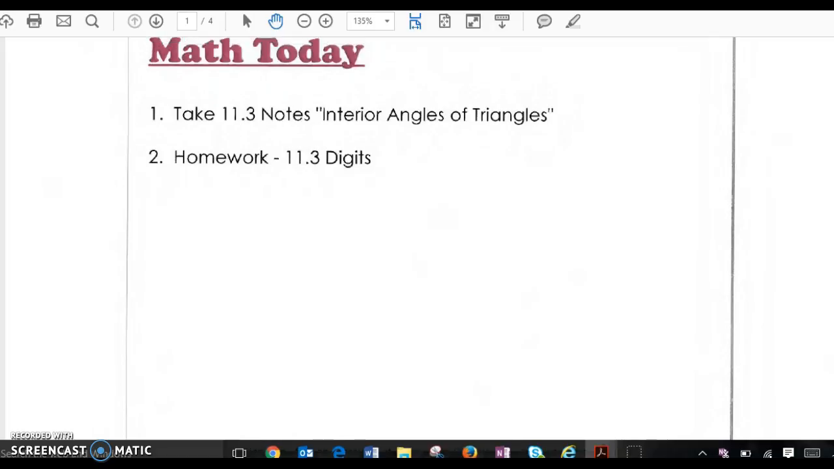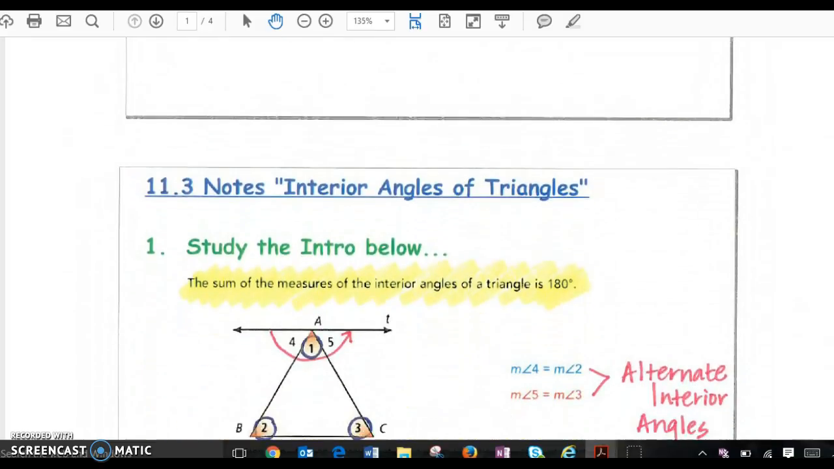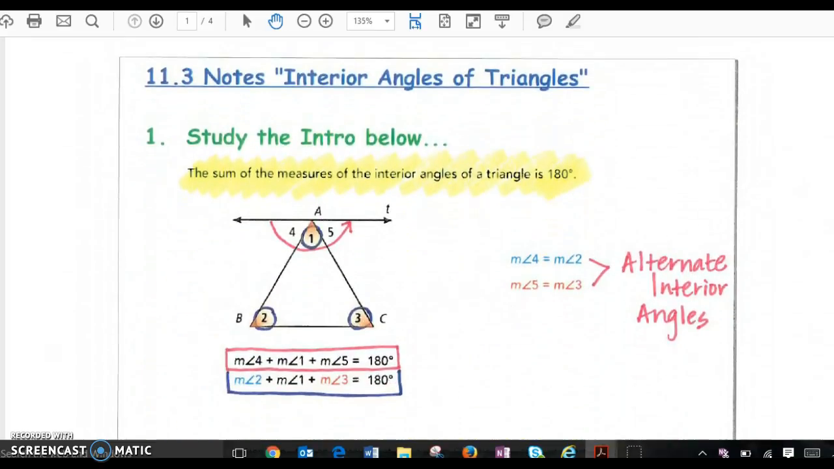Today's math notes are 11.3, interior angles of triangles. So please fill out your note sheet as I'm going through it. Remember, the 11.3 paper notes are on the back of Tuesday's 11.2 paper notes. What we're learning about today is the interior angles of a triangle.